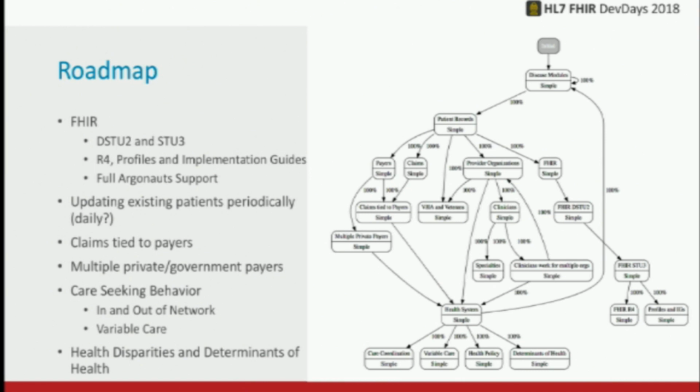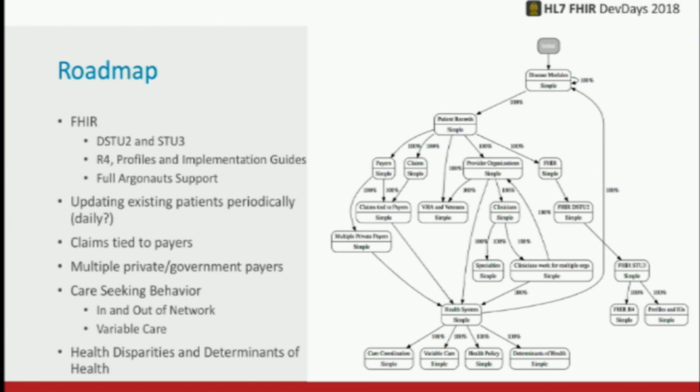So right now we produce claims. I mentioned that. And we have payers. But right now, as a bizarre oversight, claims are not tied to payers. So the claims just happen and the payers just exist, but they're not linked together. So that's something that's more or less easily fixed.